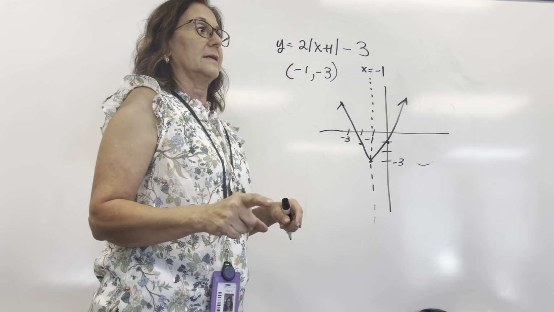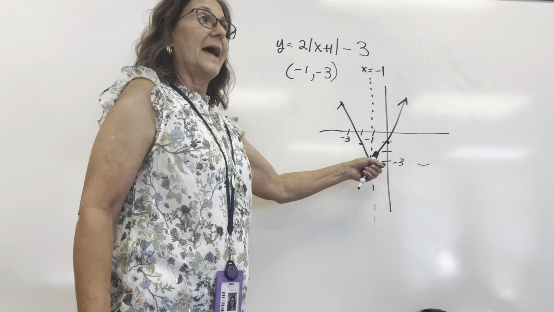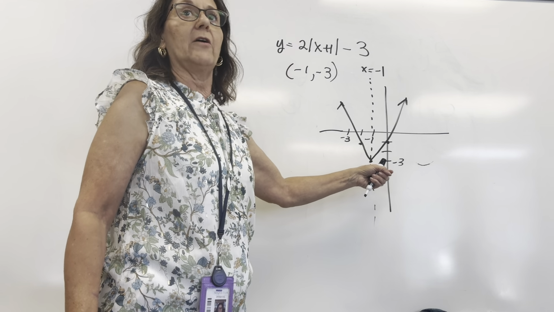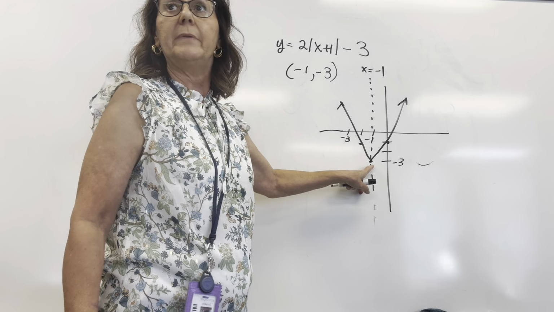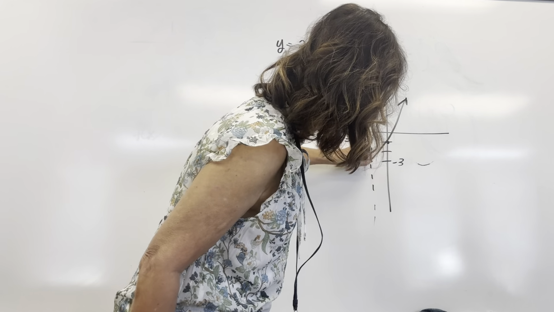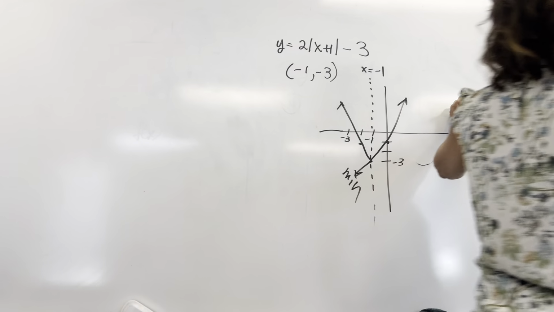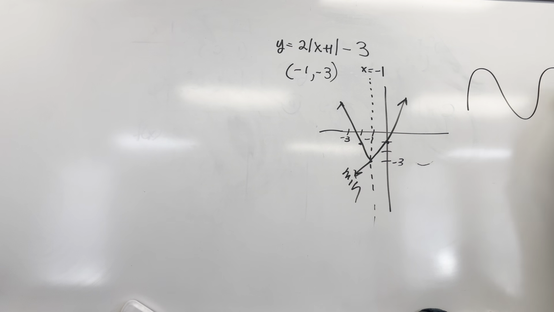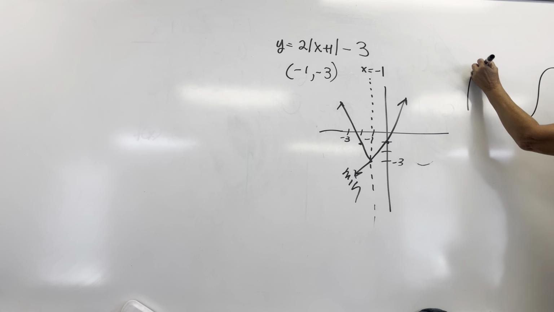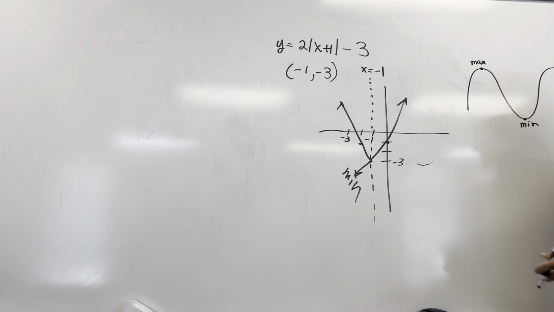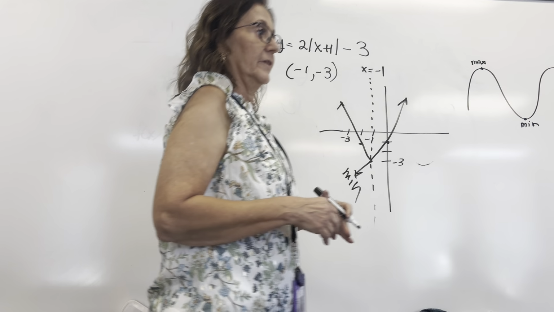There's a min or a max. That just simply means the smallest value. This one has a min because it opens up. Right here, that's the min. So all curves have mins and maxes. This would be a min because it's the smallest value in that curve. This would be a max because that's the highest value in that curve.